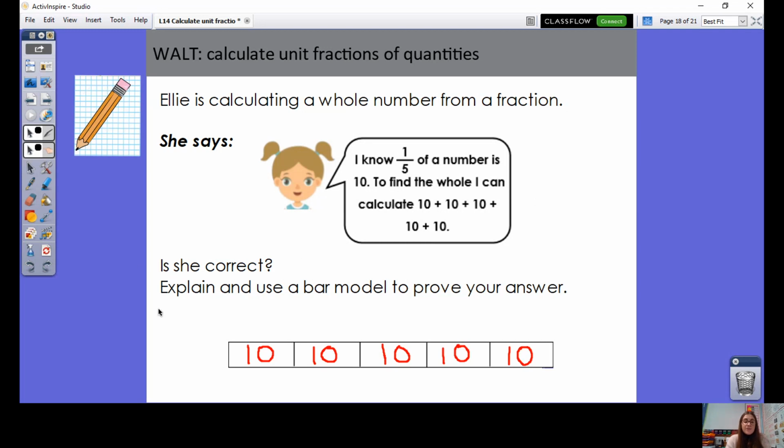So we'd love to see that you've used your bar model on Seesaw to prove that she is correct on this one. It should look something like this, 5 parts, each of them equal to 10.